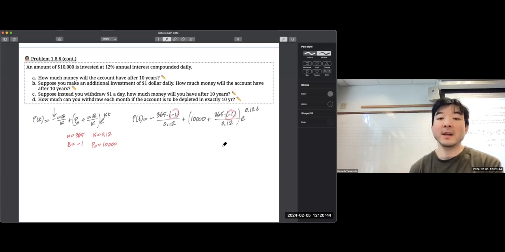And you're interested in how much money you'll have after 10 years. So the only thing you're doing now is plugging in T equal to 10. If you type all this in your calculator, which is kind of annoying, but if you do, then you'll get that this is approximately 26,144.